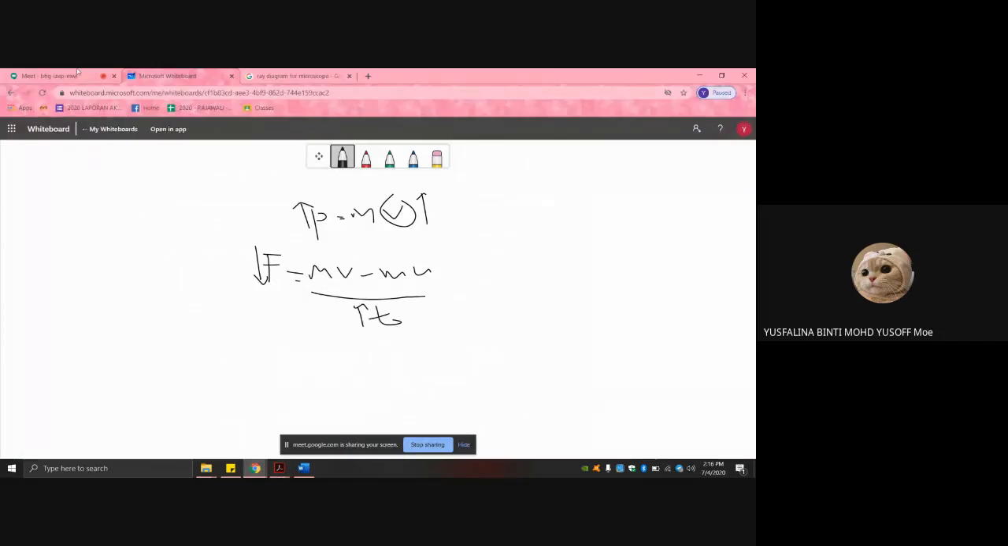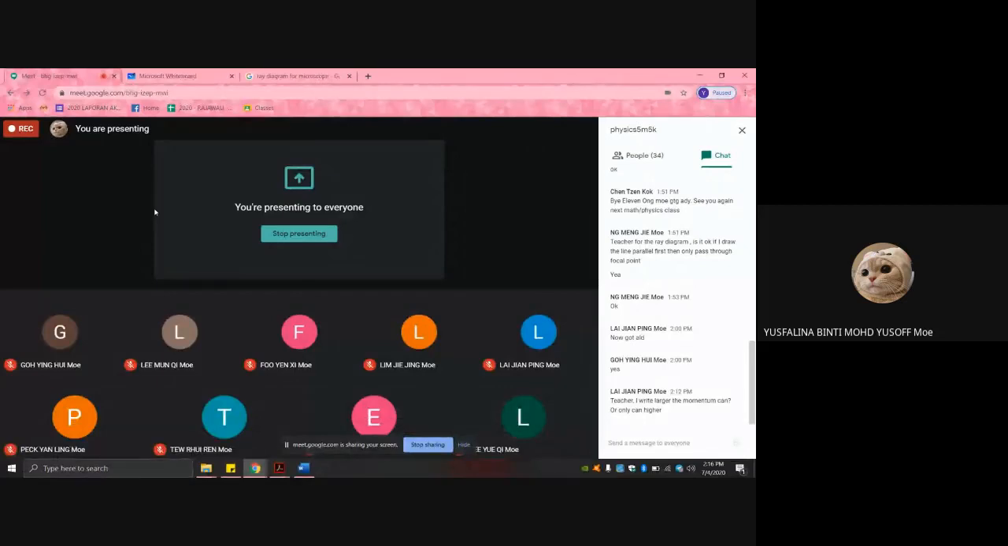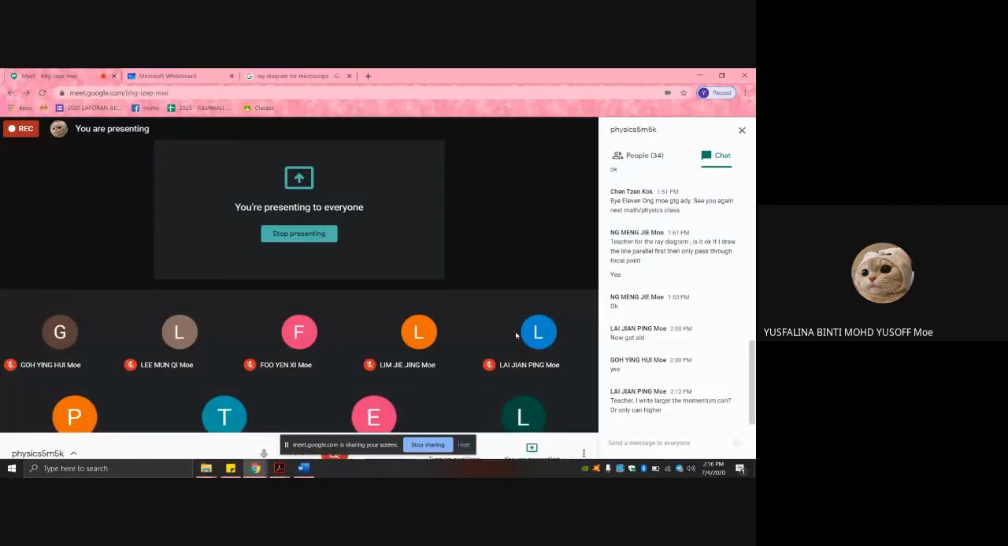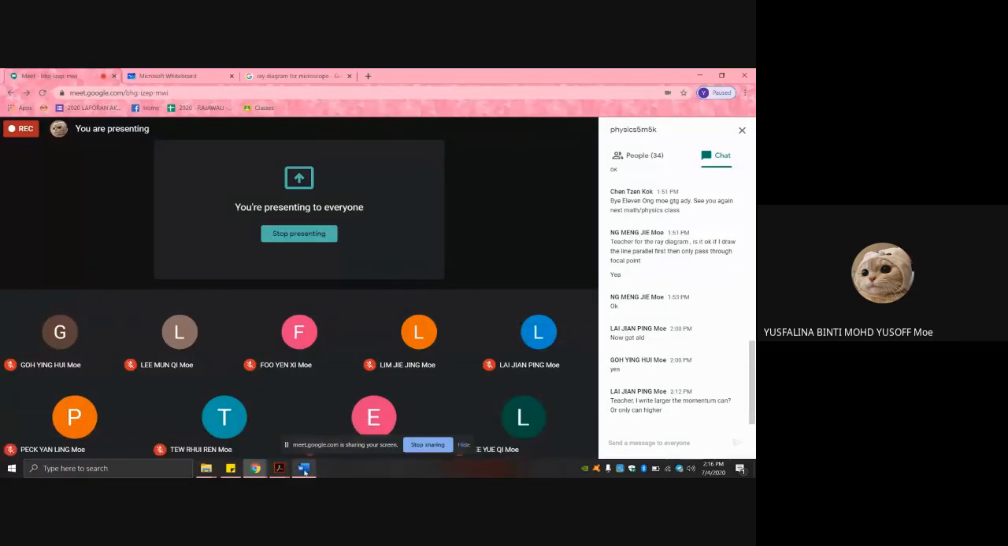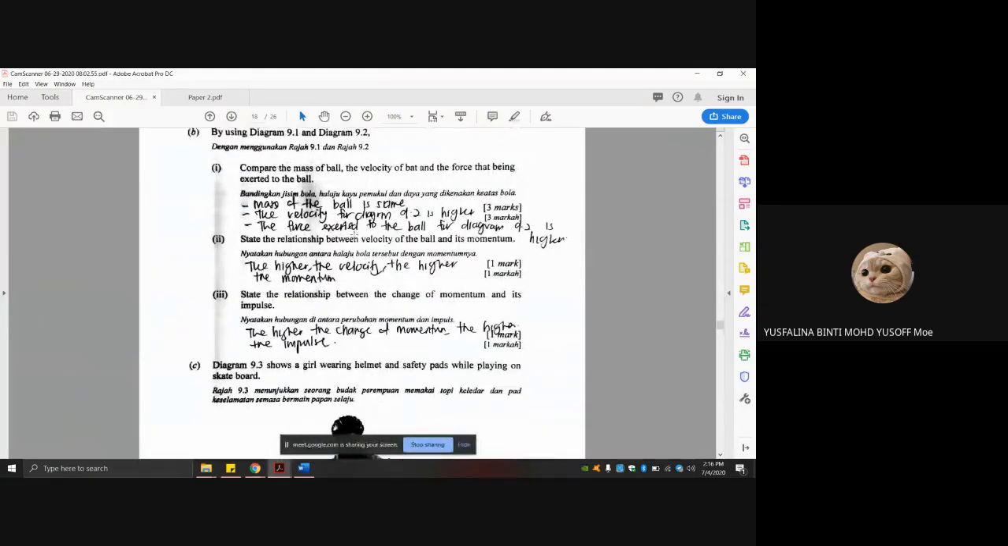Any questions? Large the momentum, for which characteristic? For the comparison of the ball, number 2 or number 3? For 2, I also put larger. Or you put the larger the velocity, the larger the momentum, is it? Yeah, okay, sure.